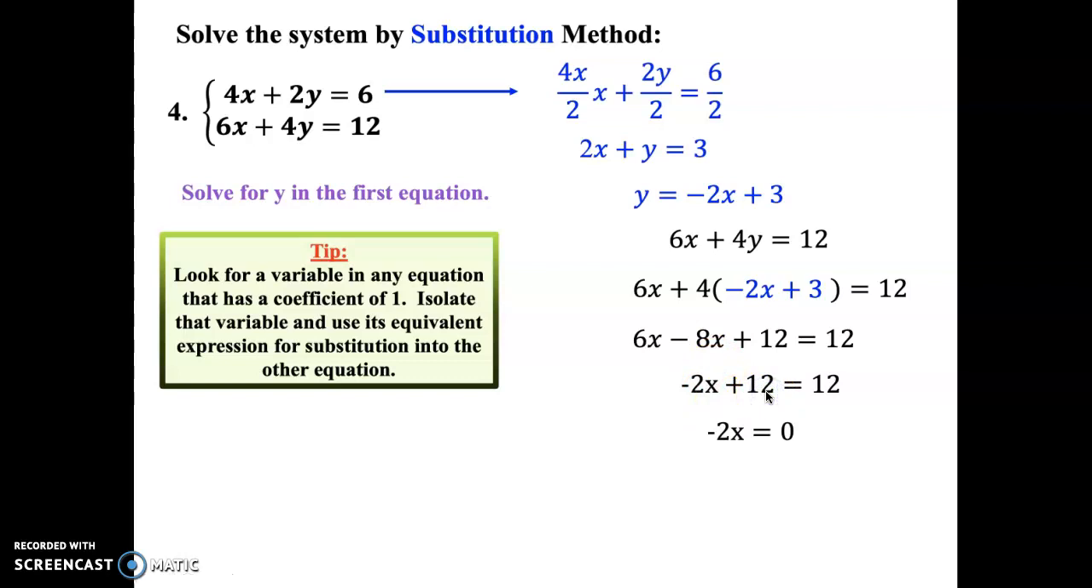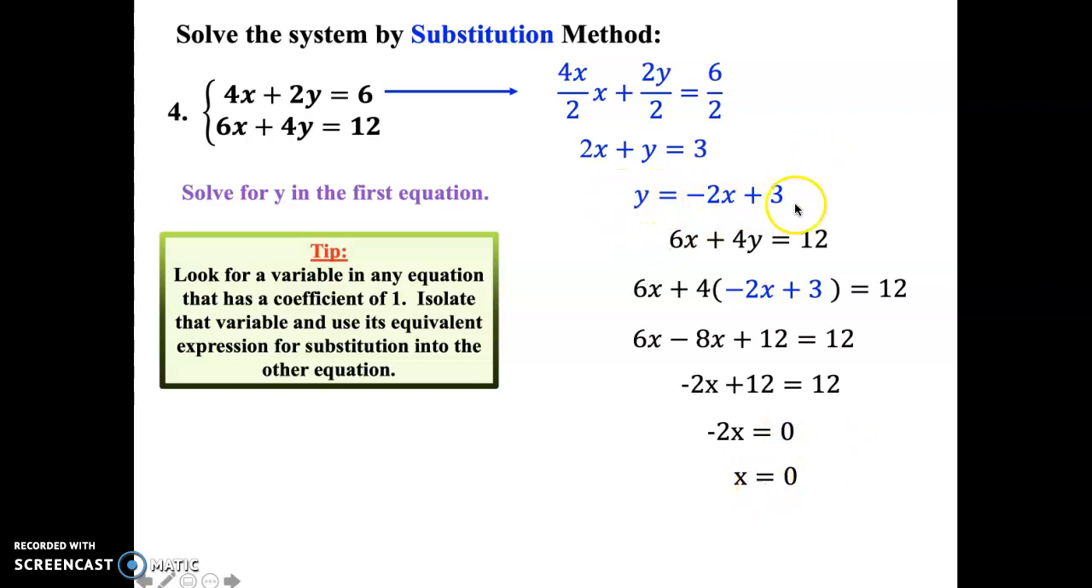This is where a lot of people get stumped because they're afraid to take 12 and subtract 12. But 0 is a number. It's on the number line. You're allowed to use it. All right, if you divide both sides by -2, 0 divided by any number is 0. So I get an x of 0.